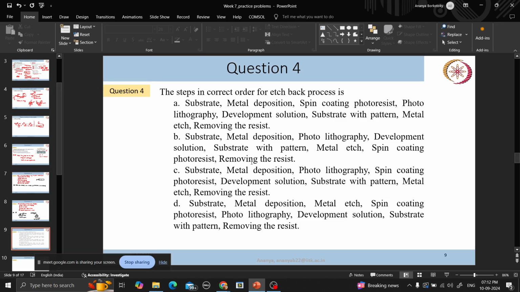The last option is option D. We'll start with substrate, do the metal deposition, etch the metal, and then you will do the photolithography process. That means spin coating, exposure and development. Okay. So what is the correct order? What is the correct option in case of etch-back process?